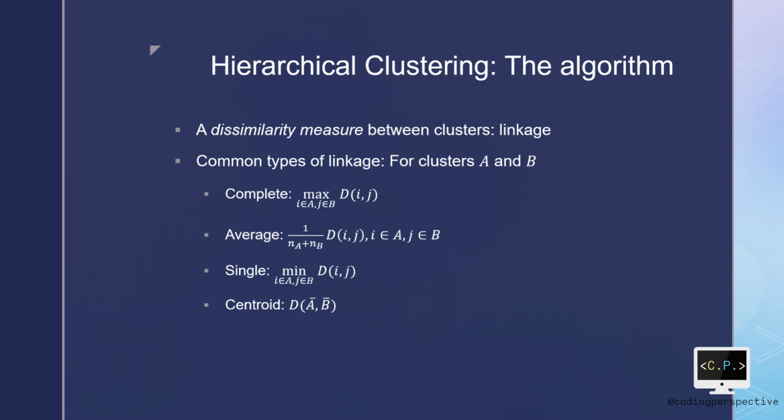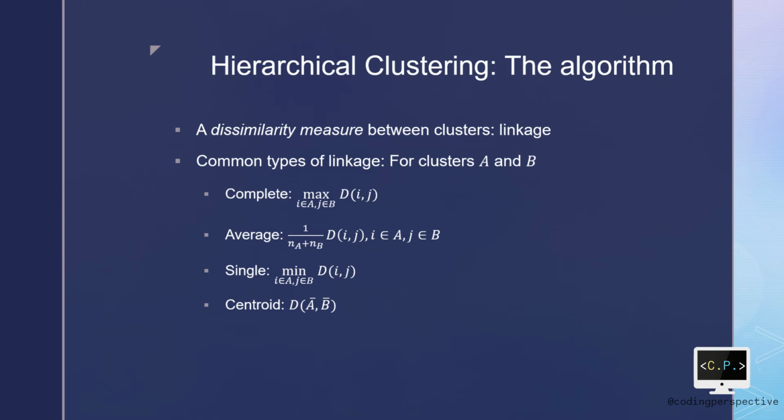The four most common types of linkage: complete, average, single, and centroid. In complete linkage, we define the distance between two clusters to be the maximum distance between any single data point in the first cluster and any single data point in the second cluster. Based on this definition of distance between clusters, at each stage of the process, we combine the two clusters that have the smallest complete linkage.